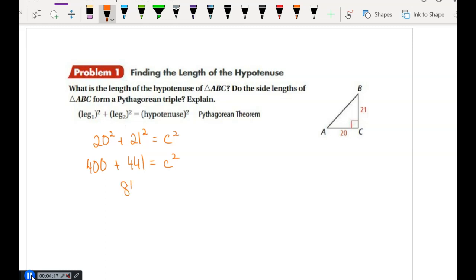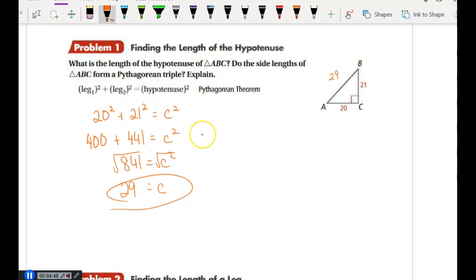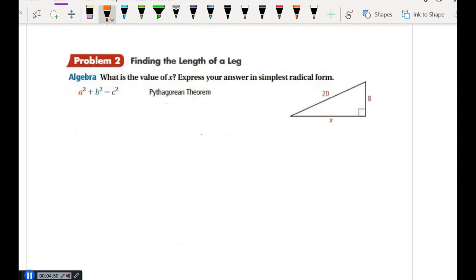So that gives me 841 is equal to c squared. So the opposite of squaring something is to take the square root of it. So I'm going to take the square root. So c is equal to the square root of 841, which is 29. So the length of this side is 29. Okay, let's take a look at the next one.